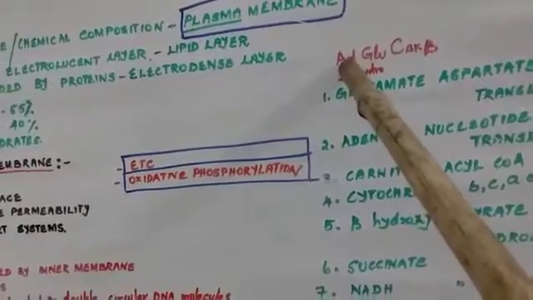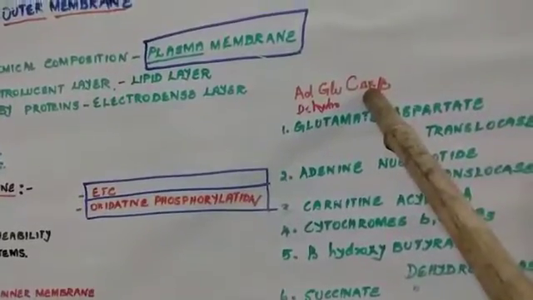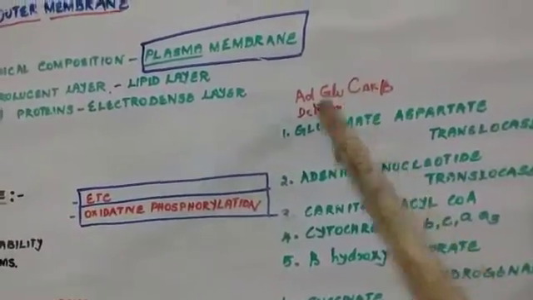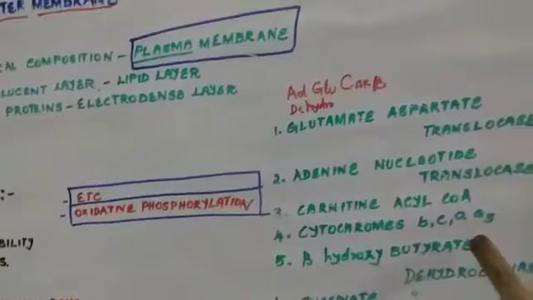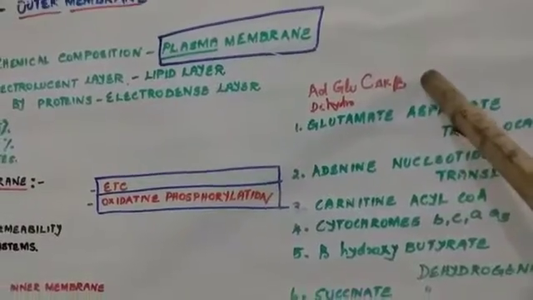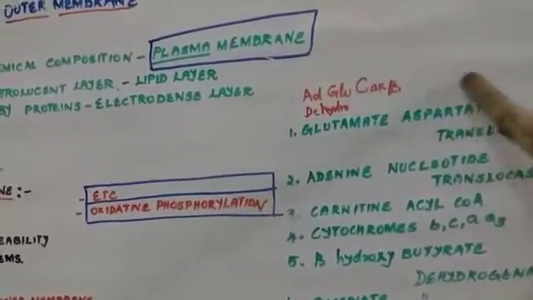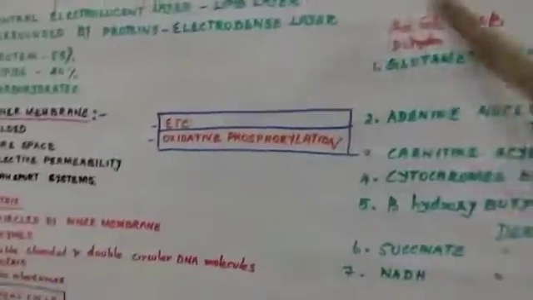So you will be having adenine nucleotide translocase, glutamate aspartate translocase, carnitine acyl CoA, then again C, cytochrome, and in A you have ABC, okay, a3, b and c. Then you have beta hydroxybutyrate dehydrogenase, and then you have SUN. SU is succinate dehydrogenase and NADH dehydrogenase. So is it not very easy? These are the enzymes present in the inner membrane. Once you remember this, it's very easy to deal with further topics in future.